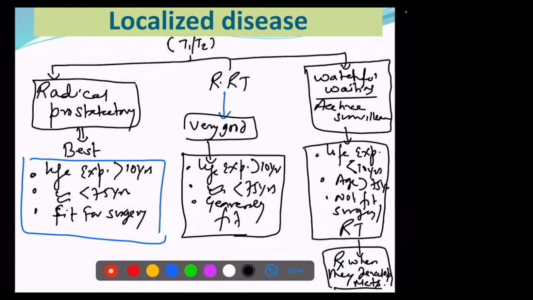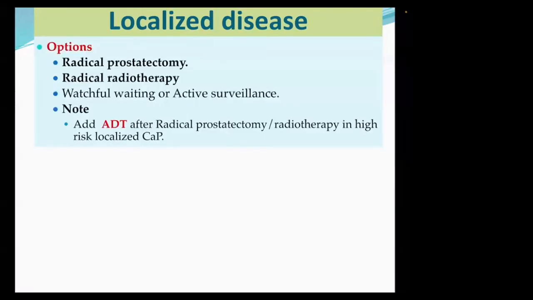And you may think, why are you waiting for metastasis? Because these patients are not fit for surgery, and the life expectancy is also less. And remember one thing, in the case of localized disease, if the size is less than 3 centimeters, they grow very slowly. Even after doing radical prostatectomy or radical radiotherapy, sometimes we may need to add ADT in some cases only.